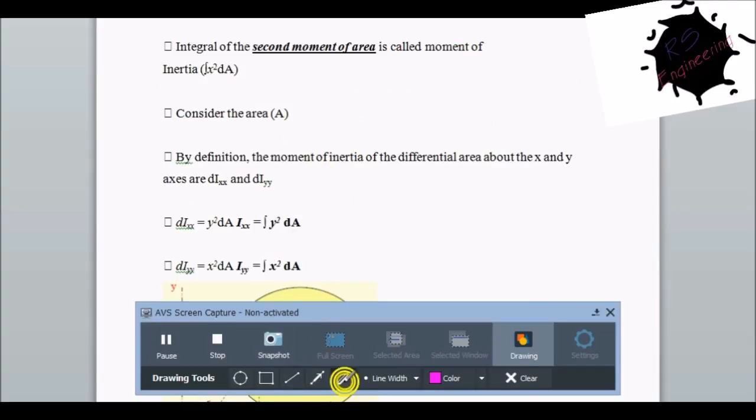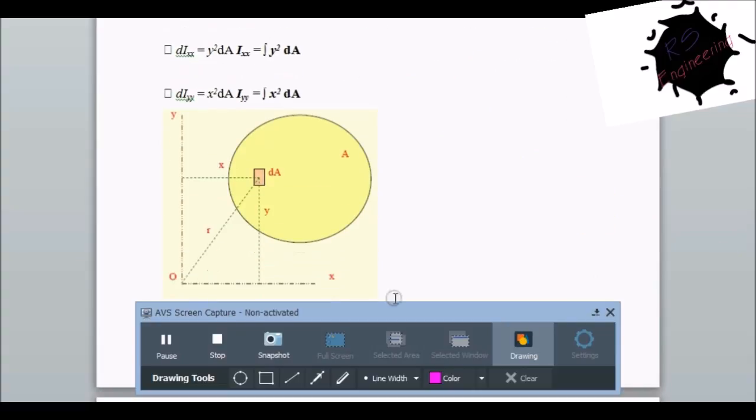That means the integral of the second moment of area, that is x squared dA, is known as moment of inertia, where A is the total area and dA is just a part of the whole area. By definition, the moment of inertia of the differential area about the x and y axes are dIxx and dIyy. So it is defined in two axes, one is the x axis and one is the y axis.